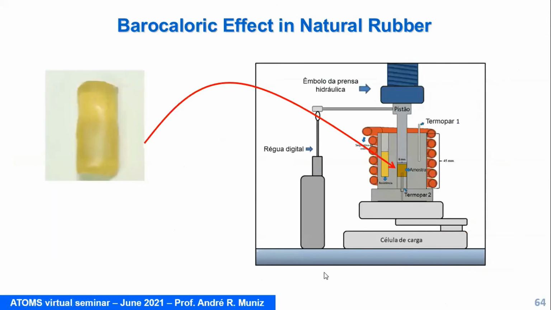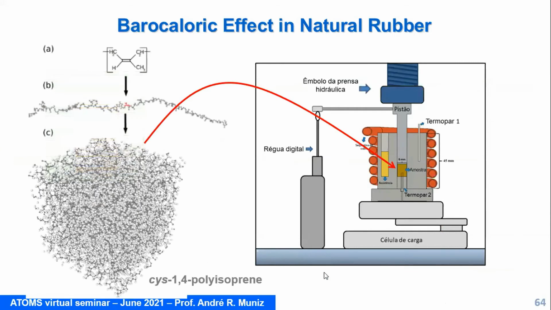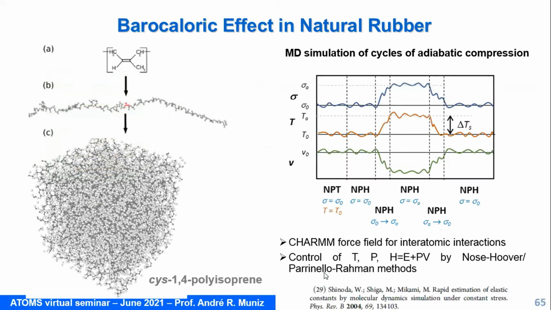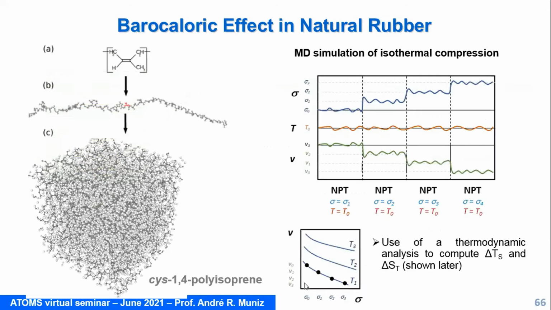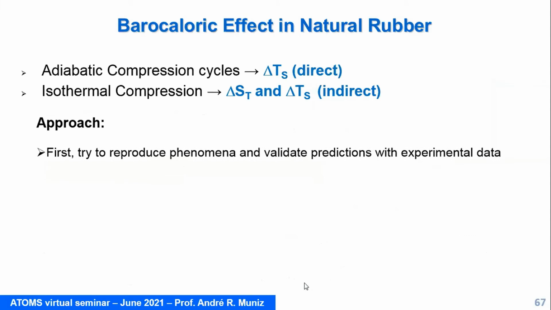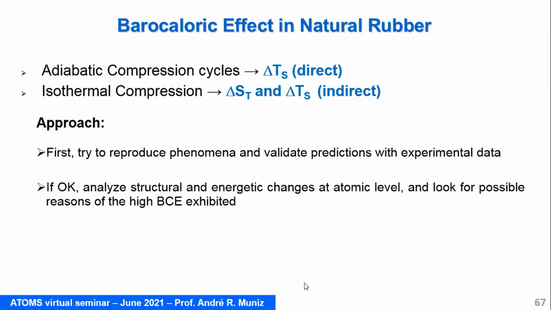So what we did was along the same line as the previous one. We created a model for the cis-1,4 polyisoprene, and we applied cycles of adiabatic compression and isothermal compression using molecular dynamics simulations. We applied the CHARMM force field, and while we tried to emulate the experiments they did, it's very challenging work with polymers because of the time scales that are involved. So what we tried was to see if we could reproduce the phenomena in some way and validate our predictions with experimental data. And then, as we have access to all the details of the structure and energetic changes at atomic level, try to look for possible reasons for this high effect. Why, for a given pressure, does rubber heat up so much?